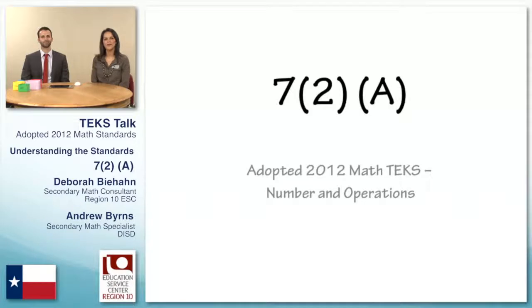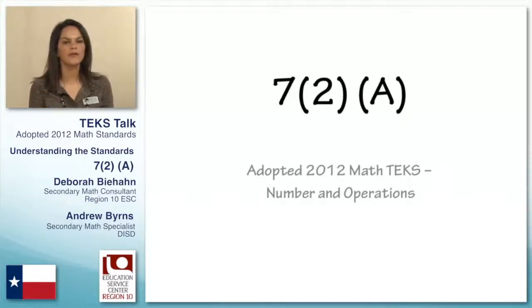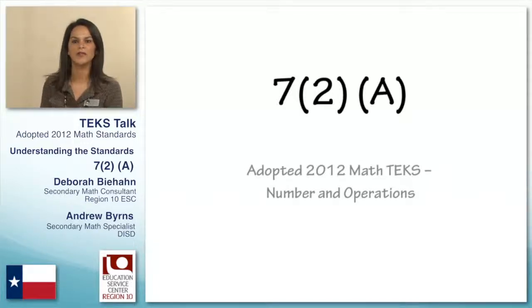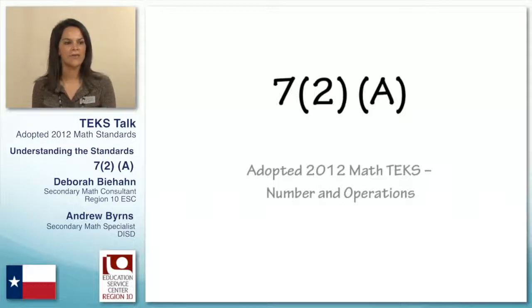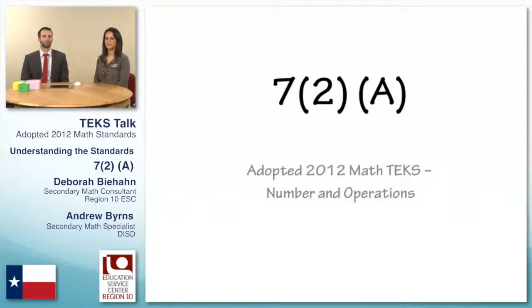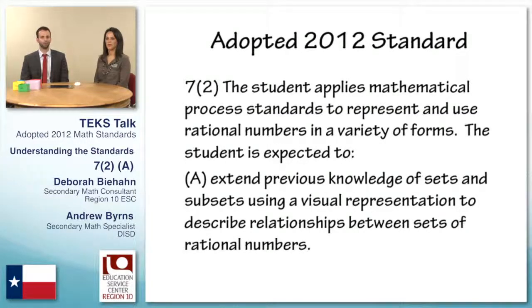Today we're talking about the real number system, and specifically the student expectation 7.2a. 7.2a will be in full implementation in the classroom in the 2014-15 school year and will be tested on the 7th grade STAAR in spring of 2015. 7.2a is in the Numbers and Operations reporting category, and it reads, the student applies mathematical process standards to represent and use rational numbers in a variety of forms. The student is expected to extend previous knowledge of sets and subsets using a visual representation to describe relationships between sets of rational numbers.